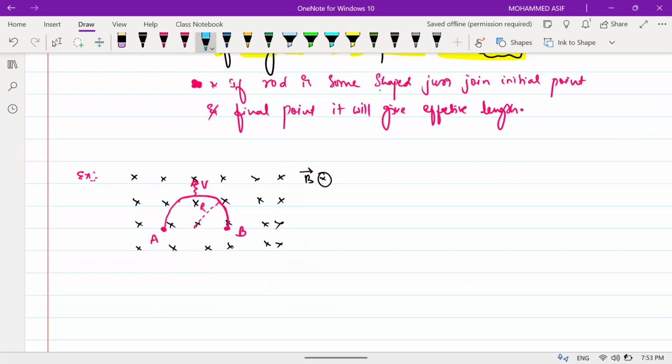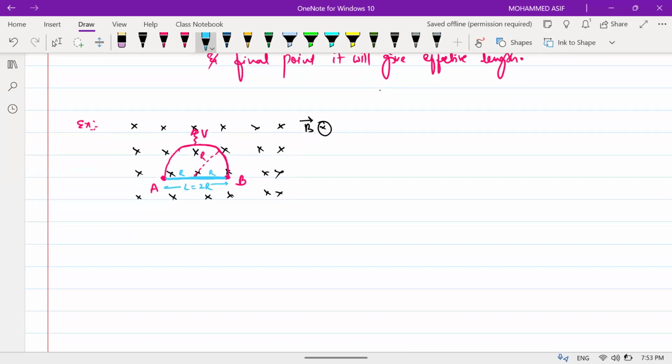Now tell me what you'll do to take the length of this one. Join initial and final. This blue line will give me the length. So this length will be equal to how much, beta? R plus R. It will be 2R. The radius is R, this is R. Diameter will be equal to 2R.